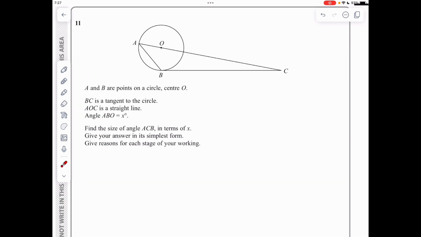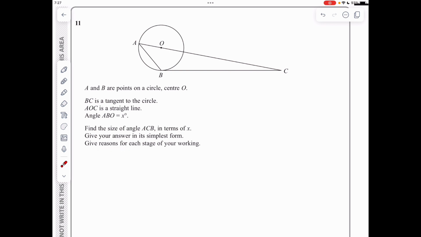In 11, we're given A and B points on a circle centered at O. We are told that the line BC is a tangent to the circle. Angle ABO, it's over here, it's X. And we need to find the size of the angle ACB in terms of X. We need to give reasons for each stage of our working.